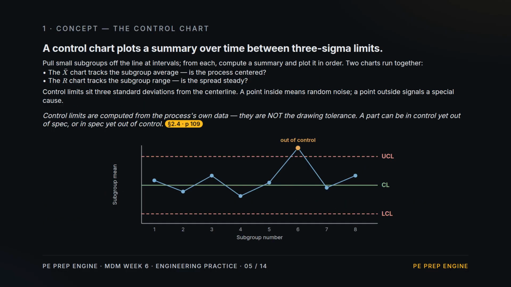Concept 4. The control chart. Pull small subgroups off the line at intervals and plot a summary from each in order. 2 charts run together. The X-bar chart watches the average, the R chart watches the spread. Limits sit 3 standard deviations from the center line. Inside is random noise, outside signals a special cause. And a key point: these limits come from the process itself, not from the drawing tolerance.